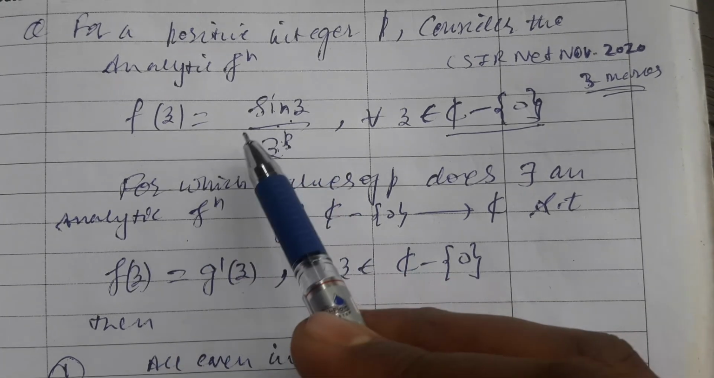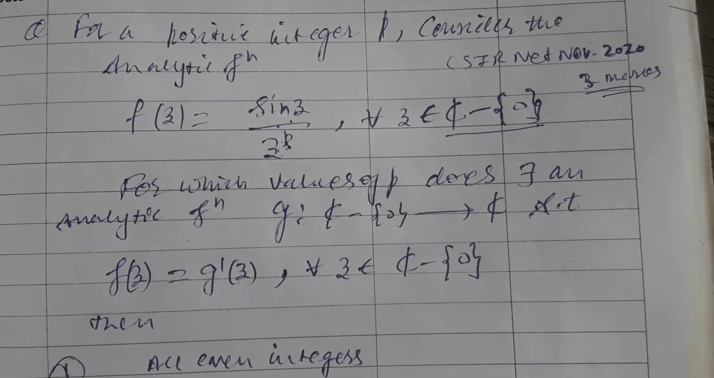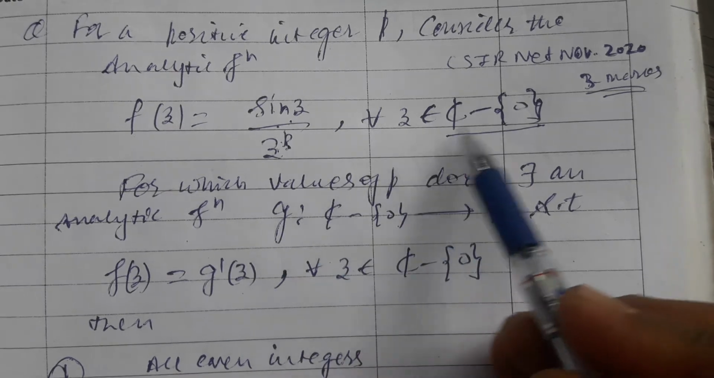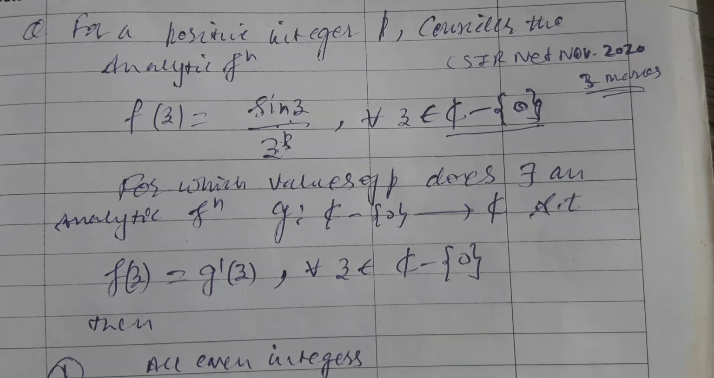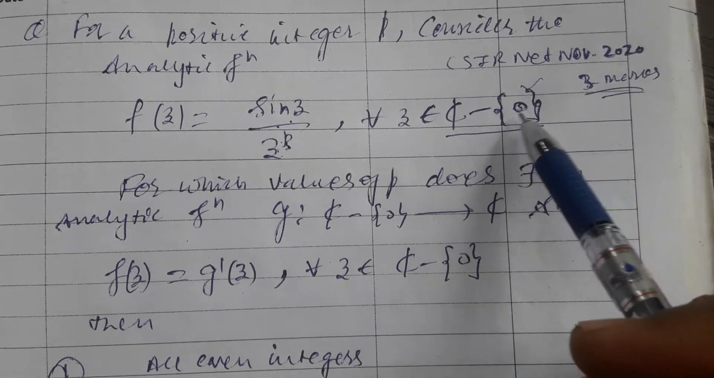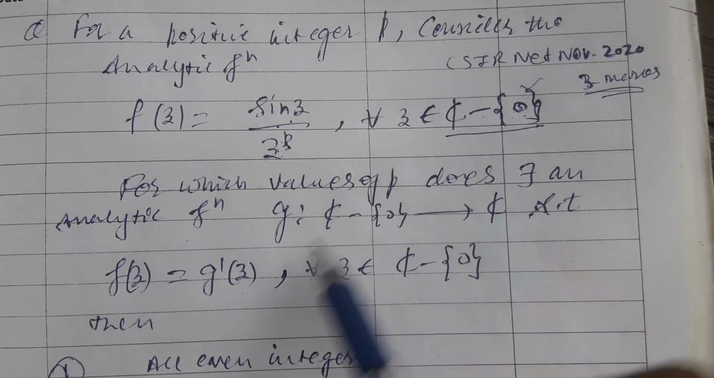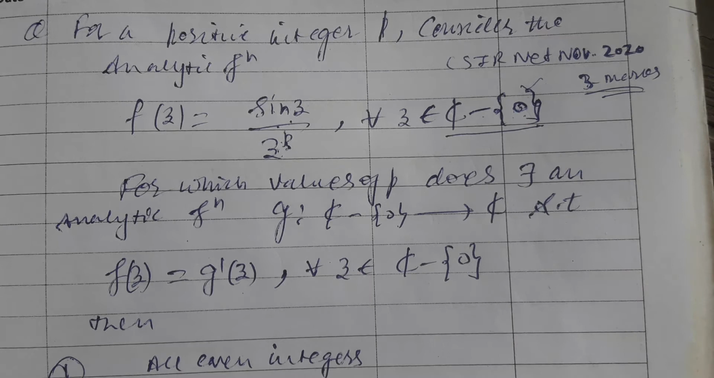Because the expansion of sin z starts with z minus z cubed by 3 factorial, but the expansion of cos z starts from 1 minus z squared by 2 factorial, and so on. So this is the way of defining it. Here 0 is excluded, so be careful about this. 0 is excluded from my whole complex plane; only one point is excluded.